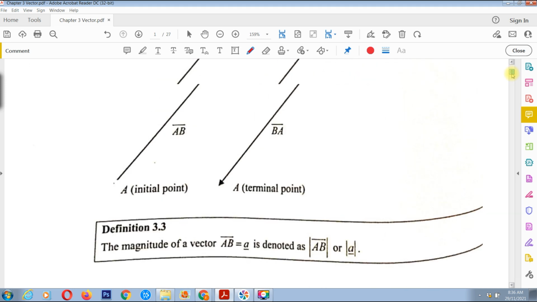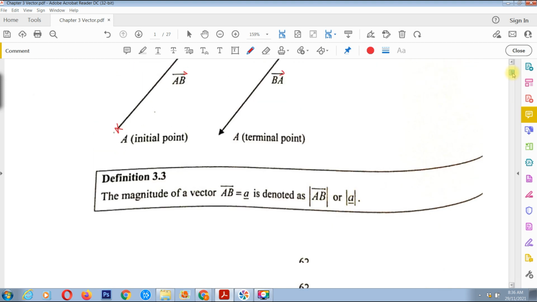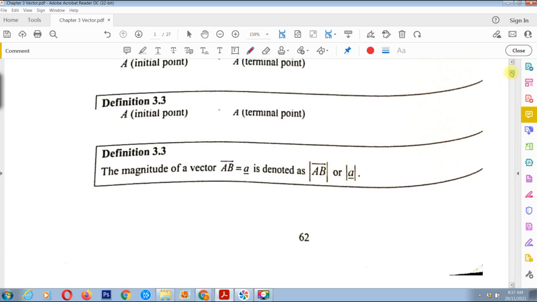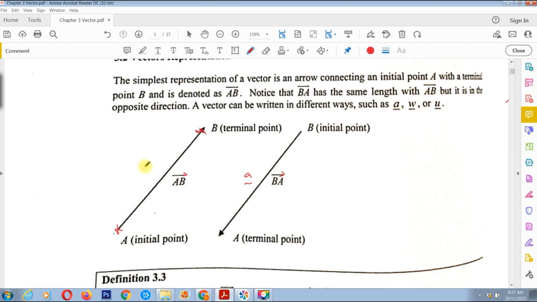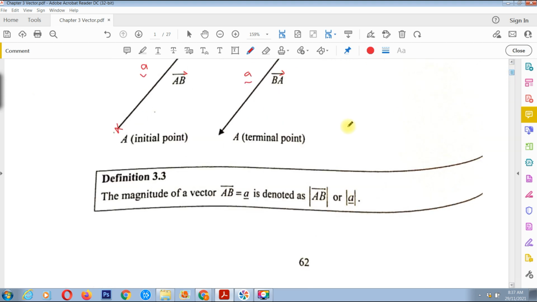So we have 2 points, and then we have a direction, so we have AB, and something like BA. That is the direction. The magnitude of vector AB equals A. We denote the magnitude as A.